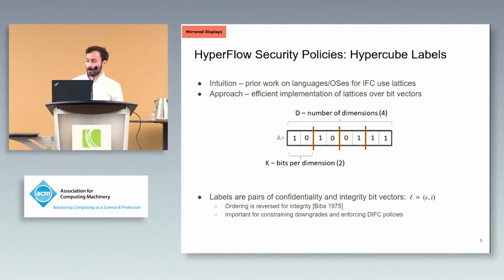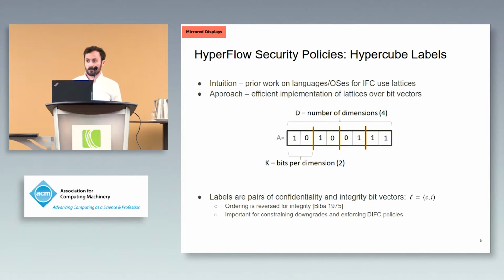So next I'll talk a bit about how policies are represented in the Hyperflow architecture. Policies in Hyperflow are represented by Hypercube labels. Our intuition is that we want to be able to support policies that have been used in recent operating systems and programming languages for information flow security. And while these label models differ, our intuition is that all of them can be represented by lattices. So our approach is to represent them with lattices over bit vectors.